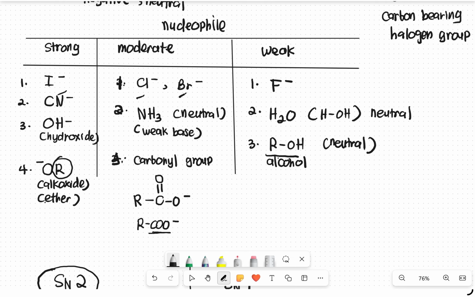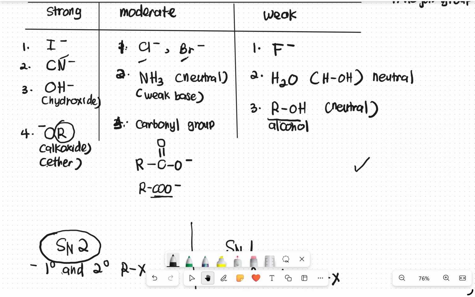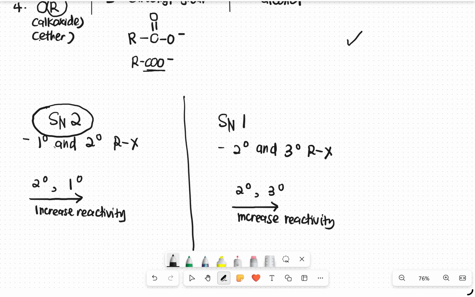So make sure you memorize this table, and memorize the reactivity. Remember, SN2 is only applicable for primary and secondary alkyl halide. SN1 is only applicable for secondary and tertiary alkyl halide. Okay, so that's it for this week's lesson. For the specific mechanism, we will cover it during our physical class. Thank you.